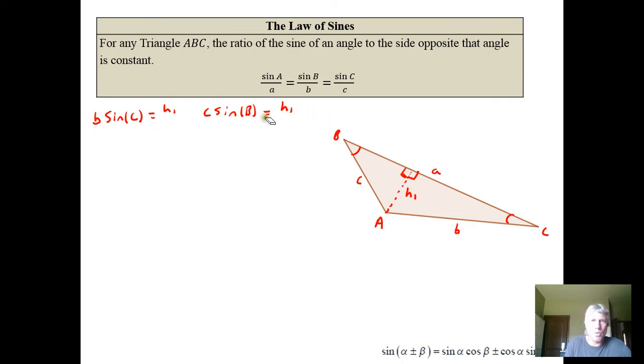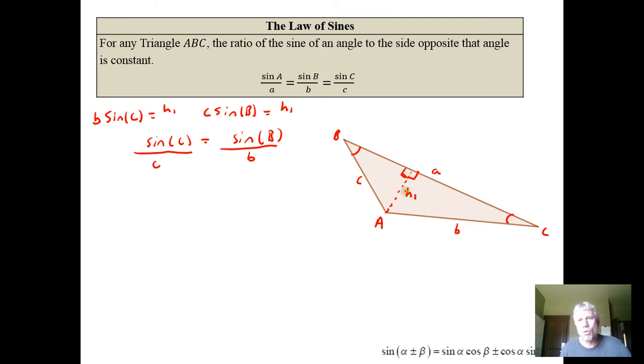Then we set the two equal to each other and manipulate like we did before. B sine C equals C sine B. We divide both sides by C times B. C divided by C is 1, B divided by B is 1, and we get our first relationship.